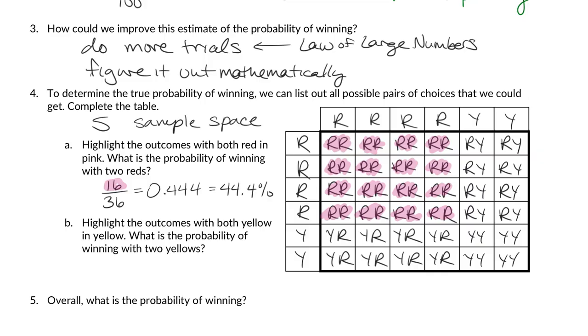Now let's do the same thing because this was not the only way you could win. You could also win by pulling 2 yellows. So let's highlight the winning yellows in yellow. How many of those did we fill in? There's only 4 of those that we could have won by winning yellow. 4 options. 4 out of 36. Toss that in a calculator. You get 0.111 or 11.1%.